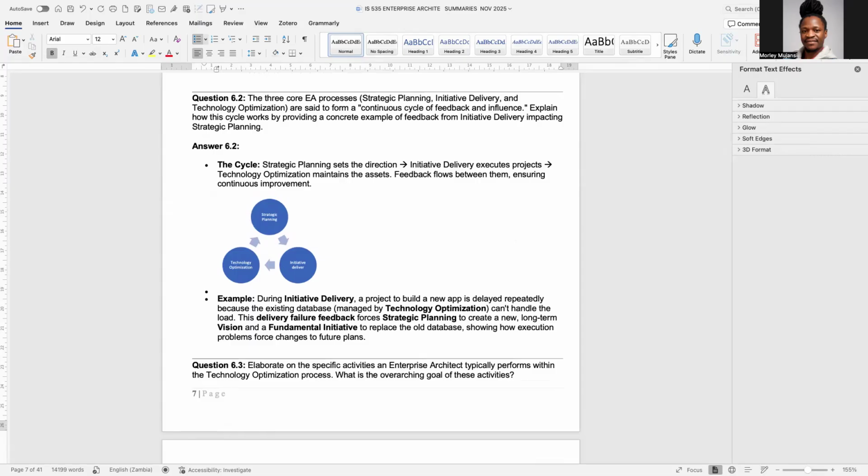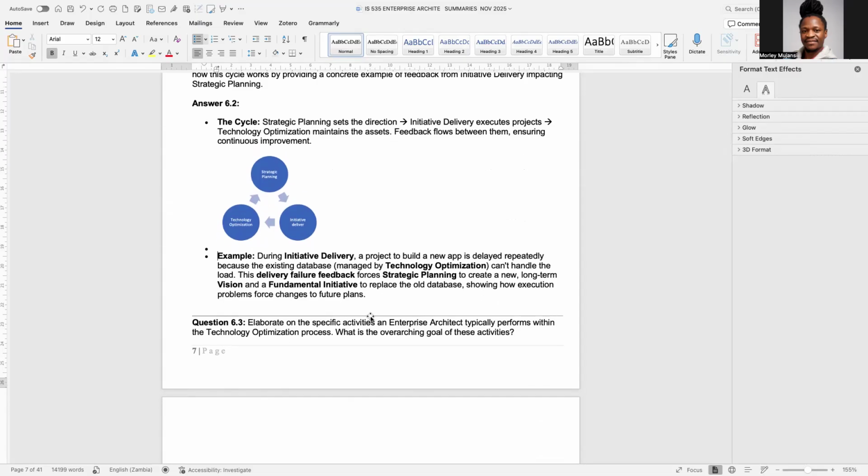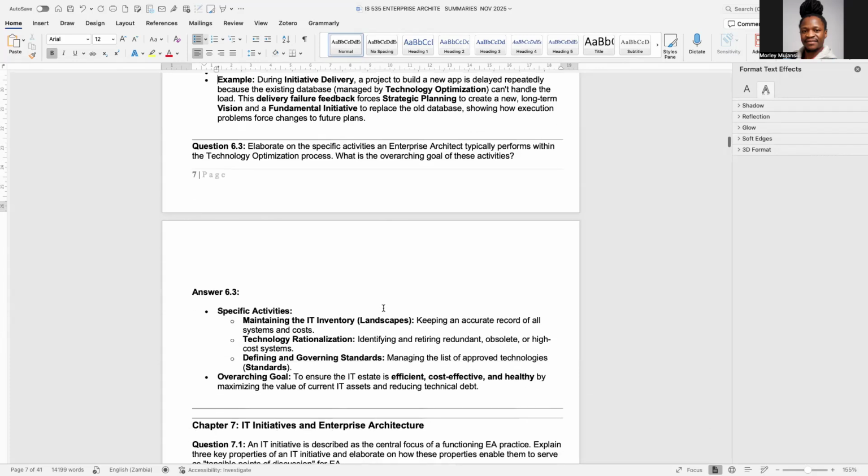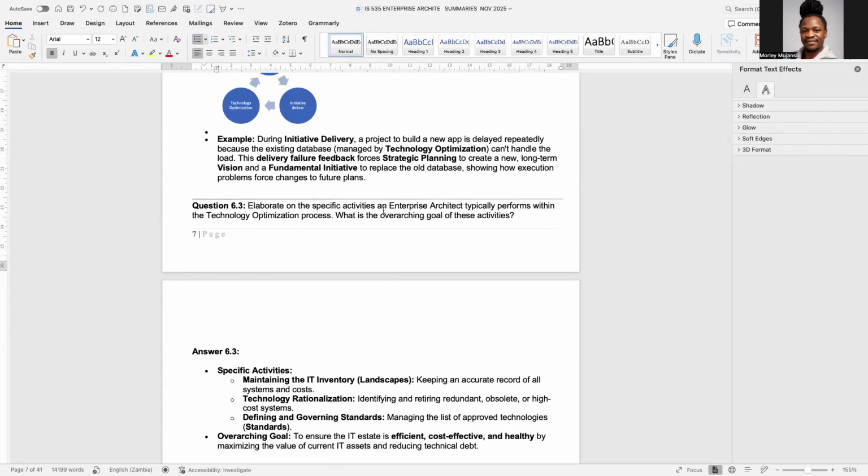Yeah. So I think based on that, we can move to the next question, where we're being asked to elaborate the specific activities of an EA architect typically performed within the technology optimization process. What is the overall goal of these activities? So we are saying what are the roles or what are the activities of the enterprise architect, what do they do? What are some of the activities that they're involved in?